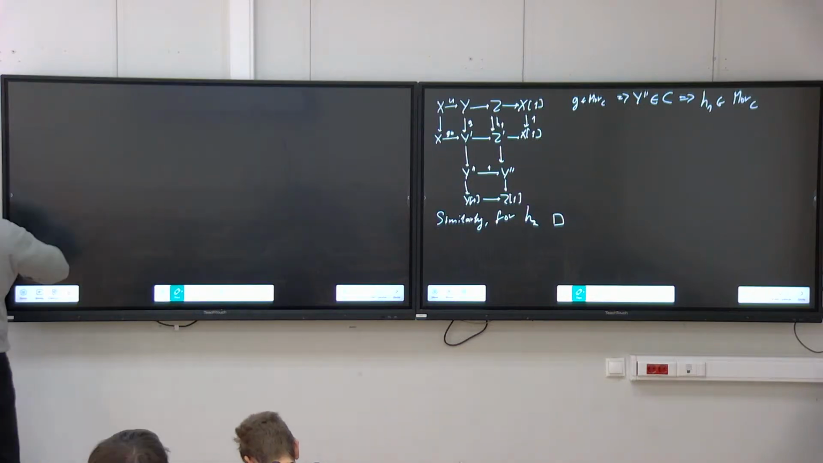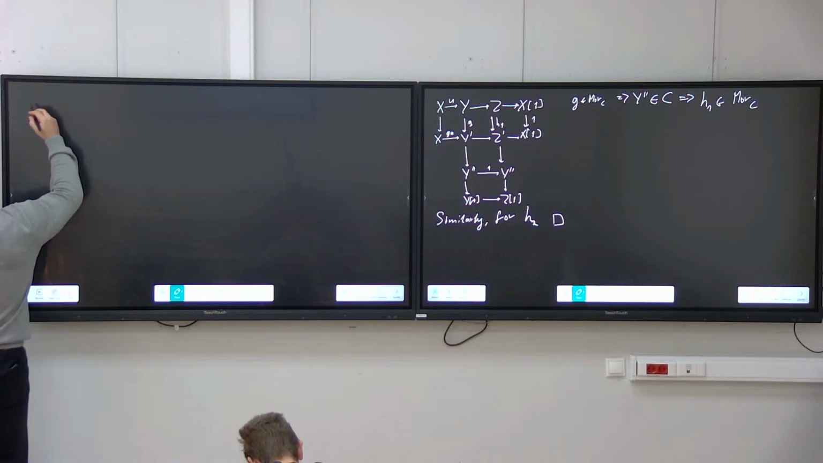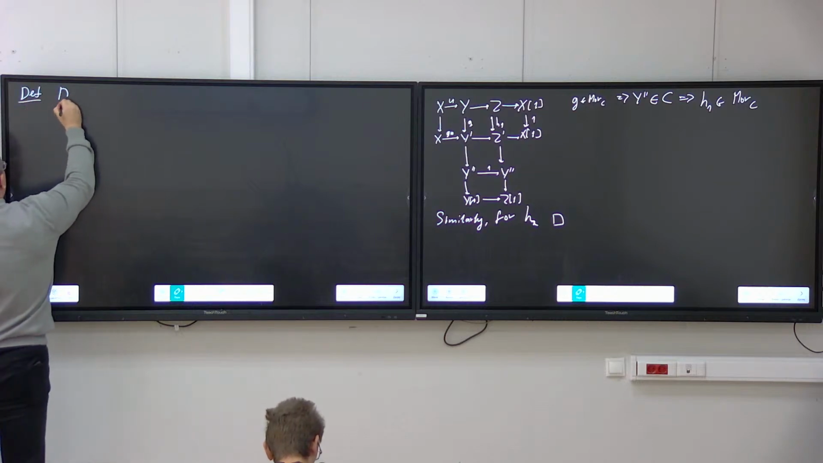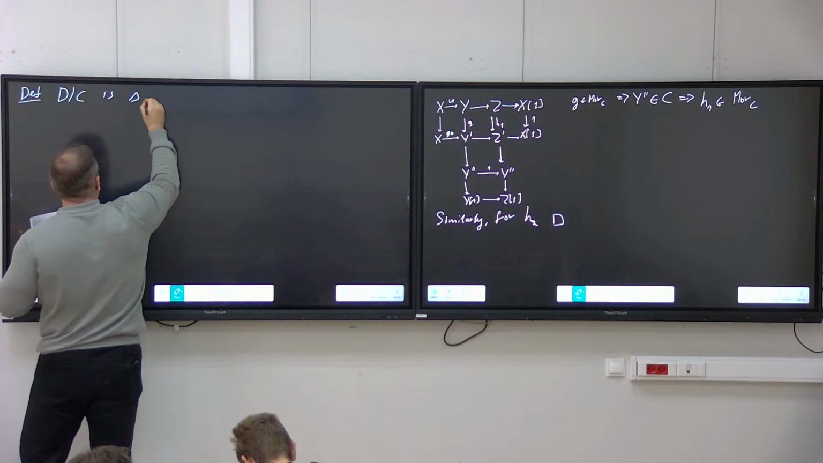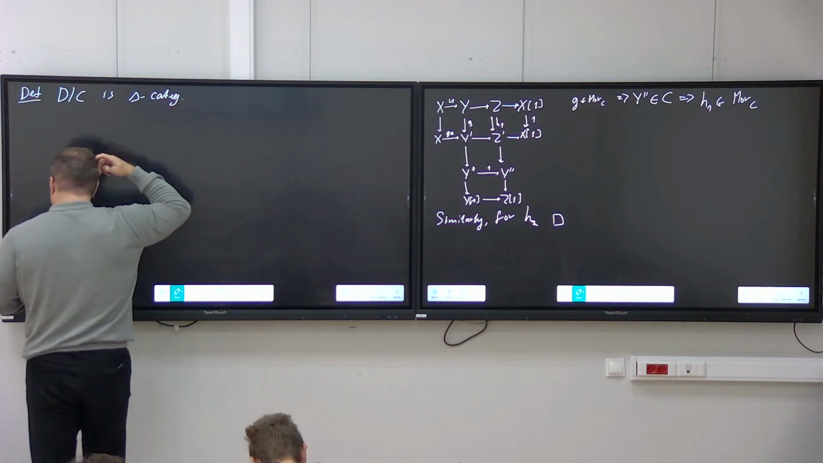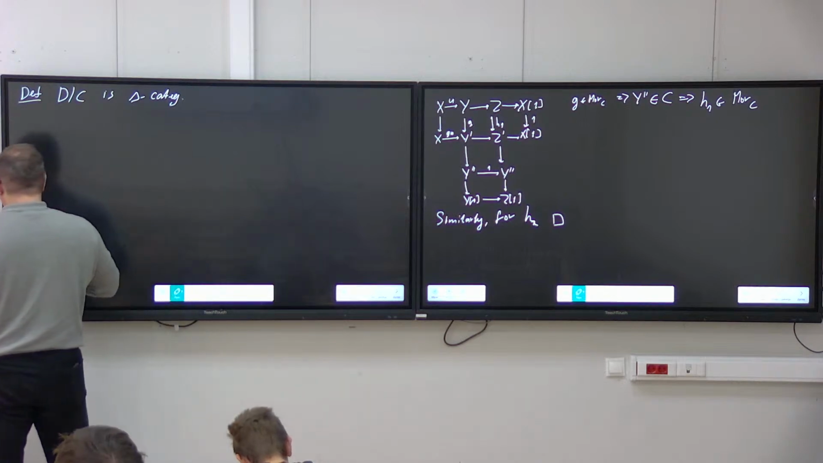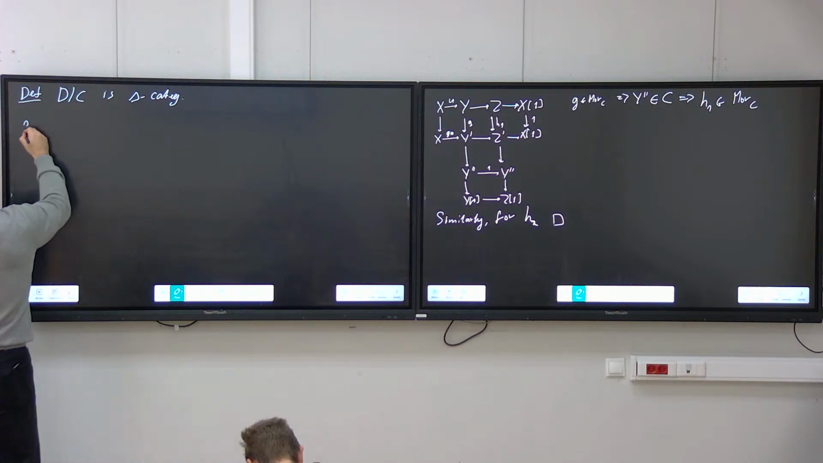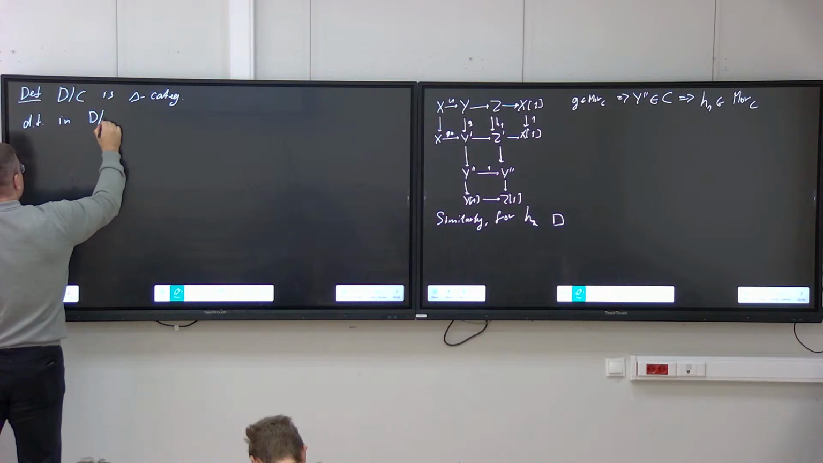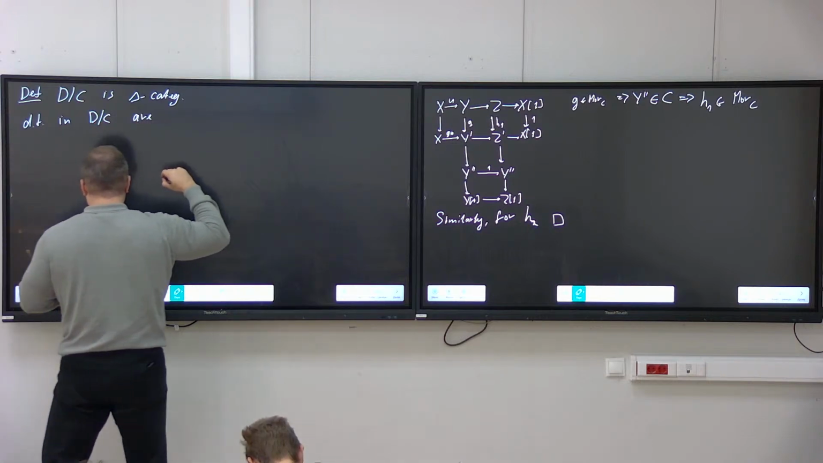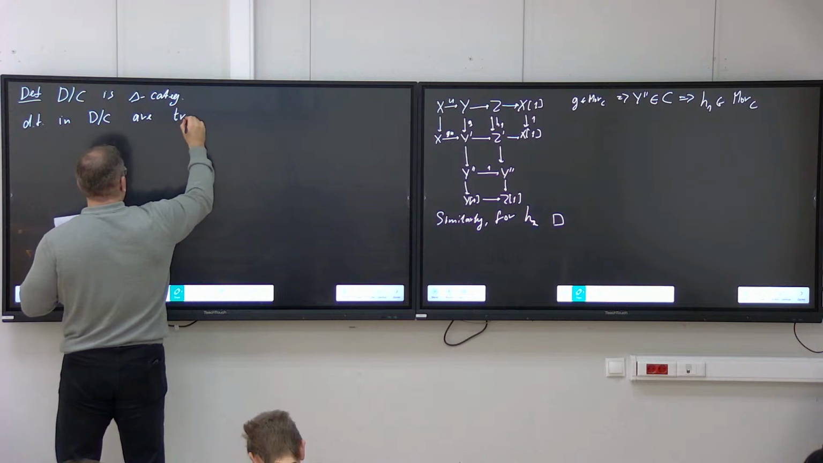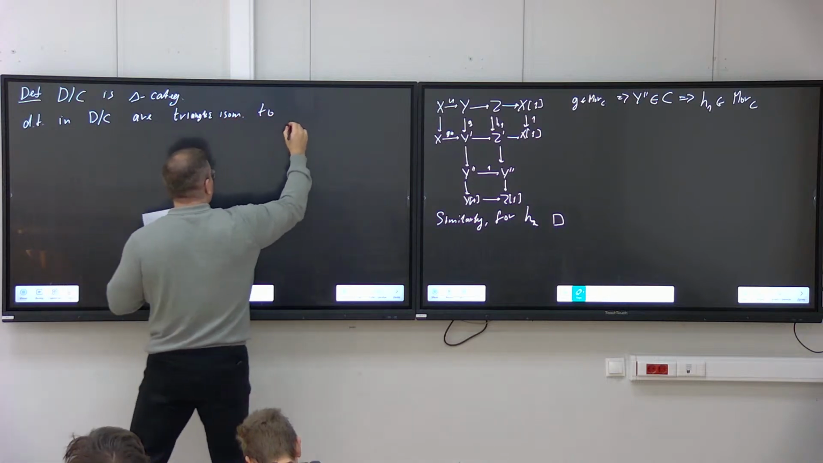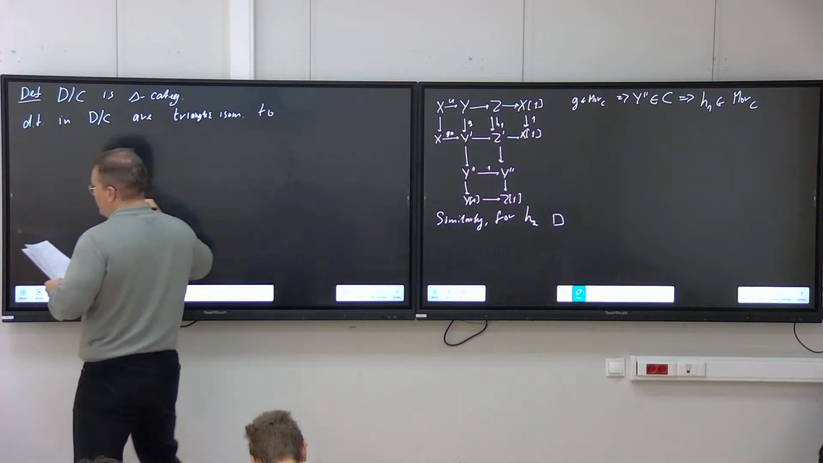And finally, define a derived structure on the quotient. So, definition: D mod C is a triangulated category, and distinguished triangles in D mod C are, by definition, triangles isomorphic to triangles of the following form.